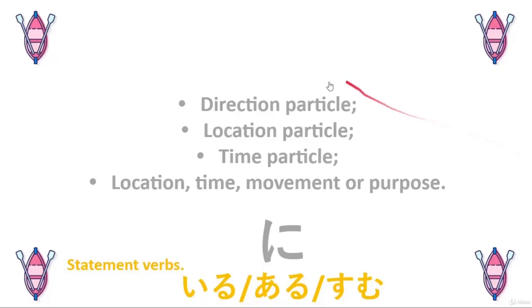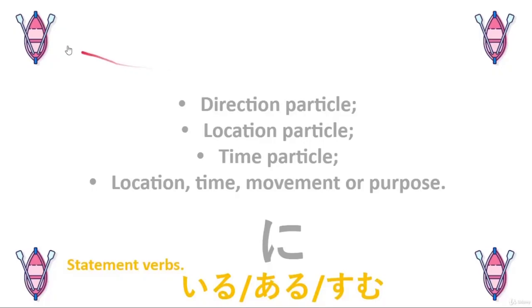So when we're talking about ni as direction particle, we use it with movement verbs like to go, to come back, okay? So it means that we are moving towards somewhere, we're going somewhere, but we are not there yet. So we're moving towards that direction. So I can say I'm going to Tokyo, I'm going to Kyoto, okay?